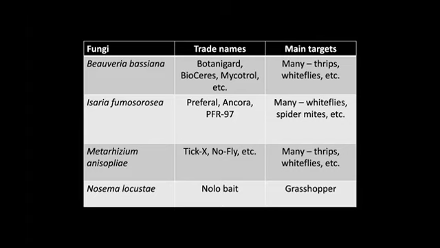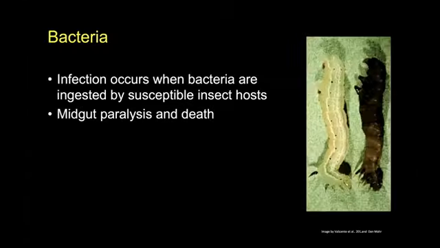And it's also important to know that the last one, Nosema species, only controls grasshoppers. So what I mean to say is that when we apply these biopesticides, it's important to recognize which pest we are applying to, because each fungus has its specific targets.